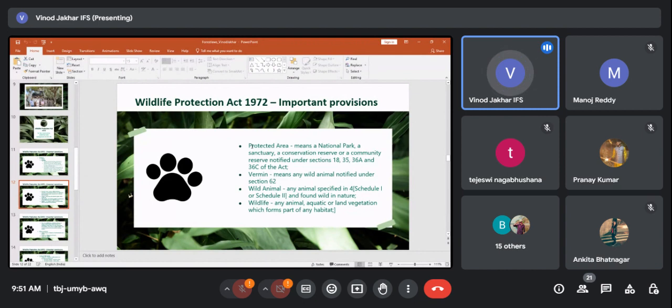You are asked, what is a bird sanctuary? Is it a protected area? No, it is basically a wildlife sanctuary, only the name is bird sanctuary. It is a wildlife sanctuary. All the provisions that apply to a wildlife sanctuary are applicable to a bird sanctuary, if it is notified as such.